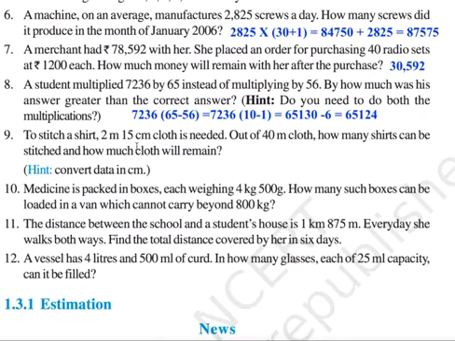Okay, to stitch a shirt, 2 meter 15 cm cloth is needed. Out of 40 meter cloth, how many shirts can be stitched and how much cloth will remain? Convert the data in cm. To stitch a shirt, you need 2 meter 15 cm. 1 meter equal to how many centimeter? 100 centimeter. So 215 centimeter is needed for one shirt, but you are given 40 meter of cloth, and that means 4000 by 215 you need to find.